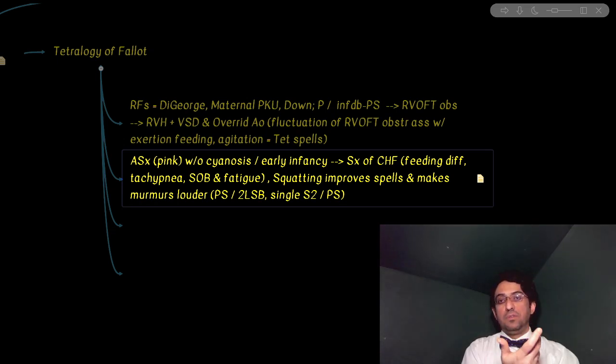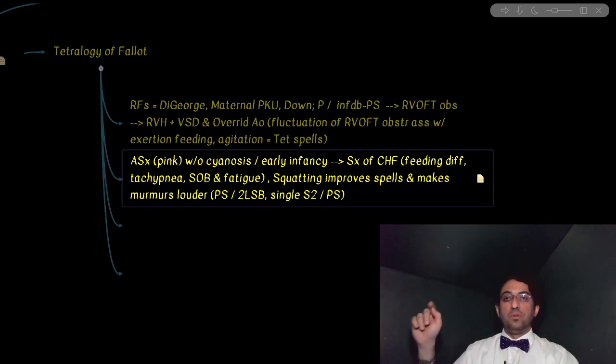True or false? Tetralogy of Fallot is usually a cyanotic condition with severe cyanosis at first day of life. That is false. Most of the cyanotic conditions, with one exception, are not associated with severe cyanosis at first day of life. What is that one? Only in D-transposition of great arteries we expect severe cyanosis in the first hours of life. That is among all the cyanotic congenital heart diseases.